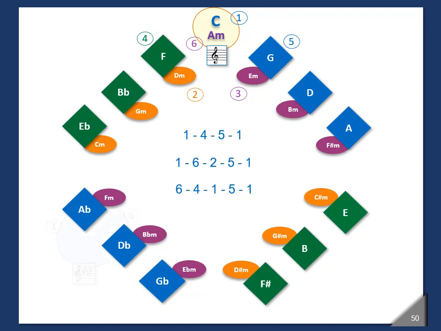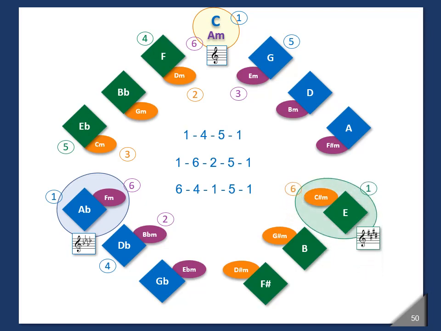If we select A flat major, nearby is the chord of the sixth degree. Counterclockwise, chords of the second and the fourth degree. Clockwise, chords on the third and the fifth degree. If we select E major, nearby is the chord built on the sixth degree. Counterclockwise, chords built on the second and the fourth degree. Clockwise, chords built on the third and the fifth degree.